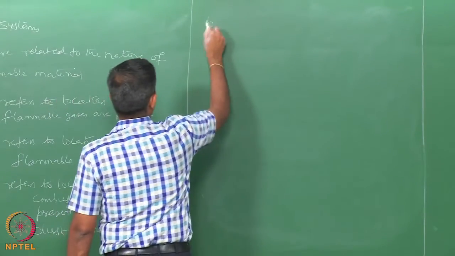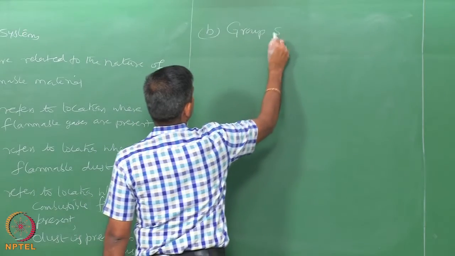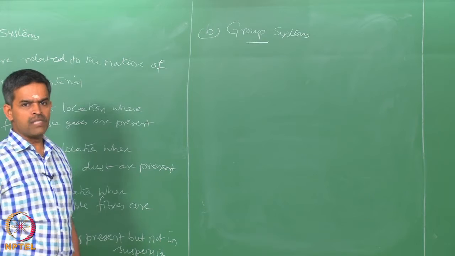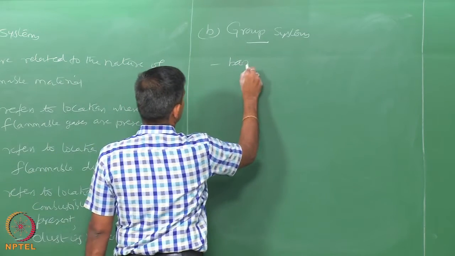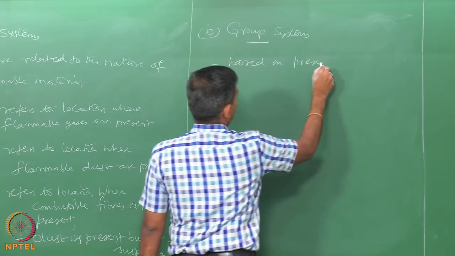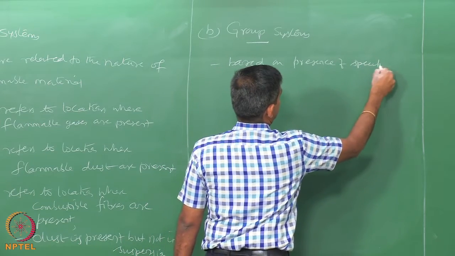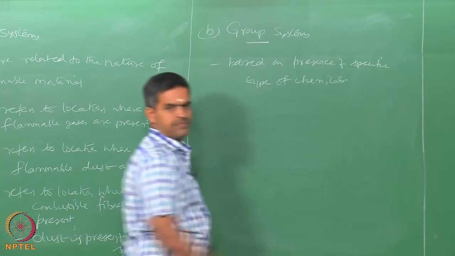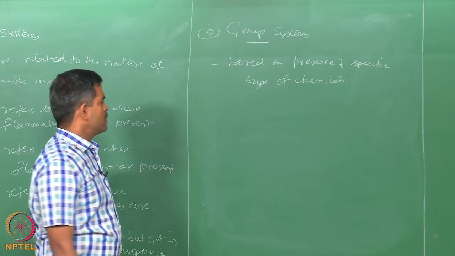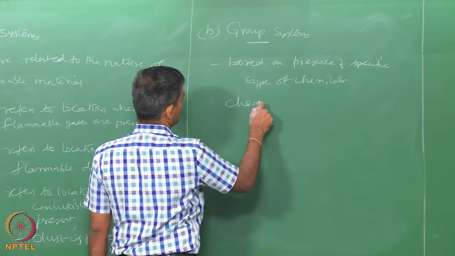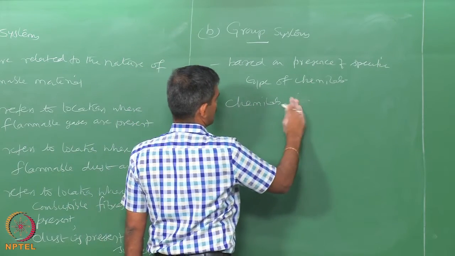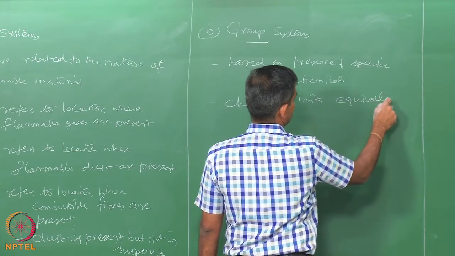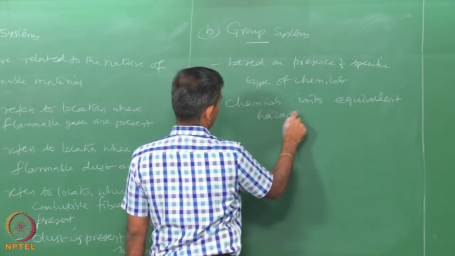One can also talk about group systems. Grouping is based on the presence of a specific type of chemical. They are grouped in such a manner that chemicals having equivalent hazards are actually grouped together.